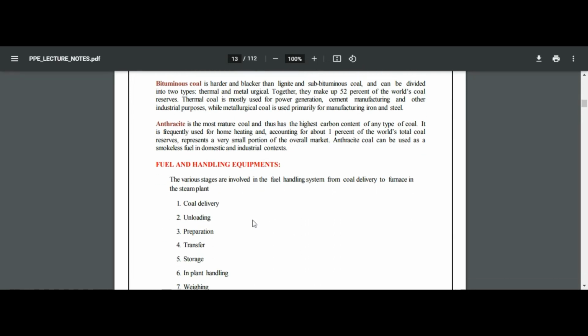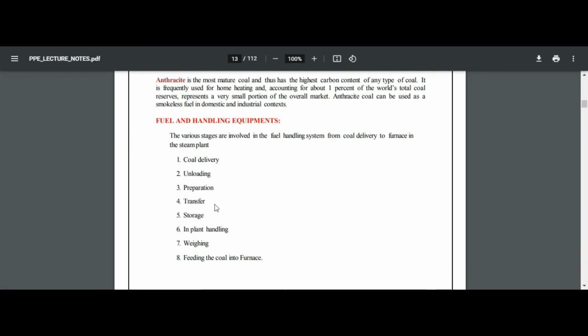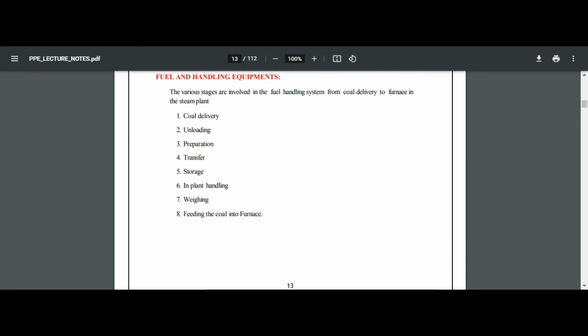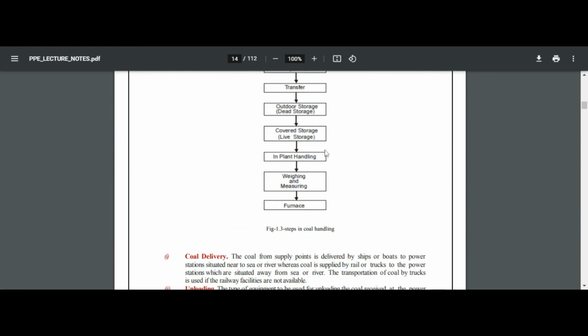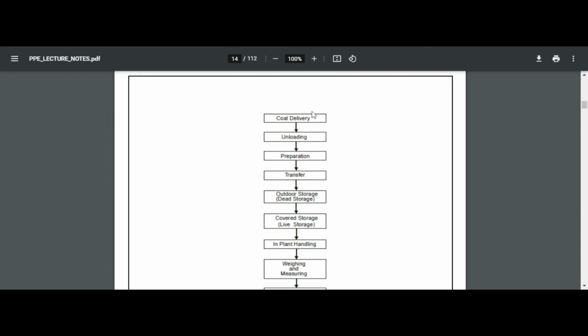Fuel handling. The next topic is fuel handling equipment. Fuel handling equipment covers coal delivery, unloading, preparation, transfer, storage, in-plant handling, weighing, feeding, and feeding the coal into the furnace. For example, in Tamil Nadu we have a thermal power plant at Thoothukudi, and the coal mine is at Neyveli. We transport coal from Neyveli to Thoothukudi. That is known as coal delivery.